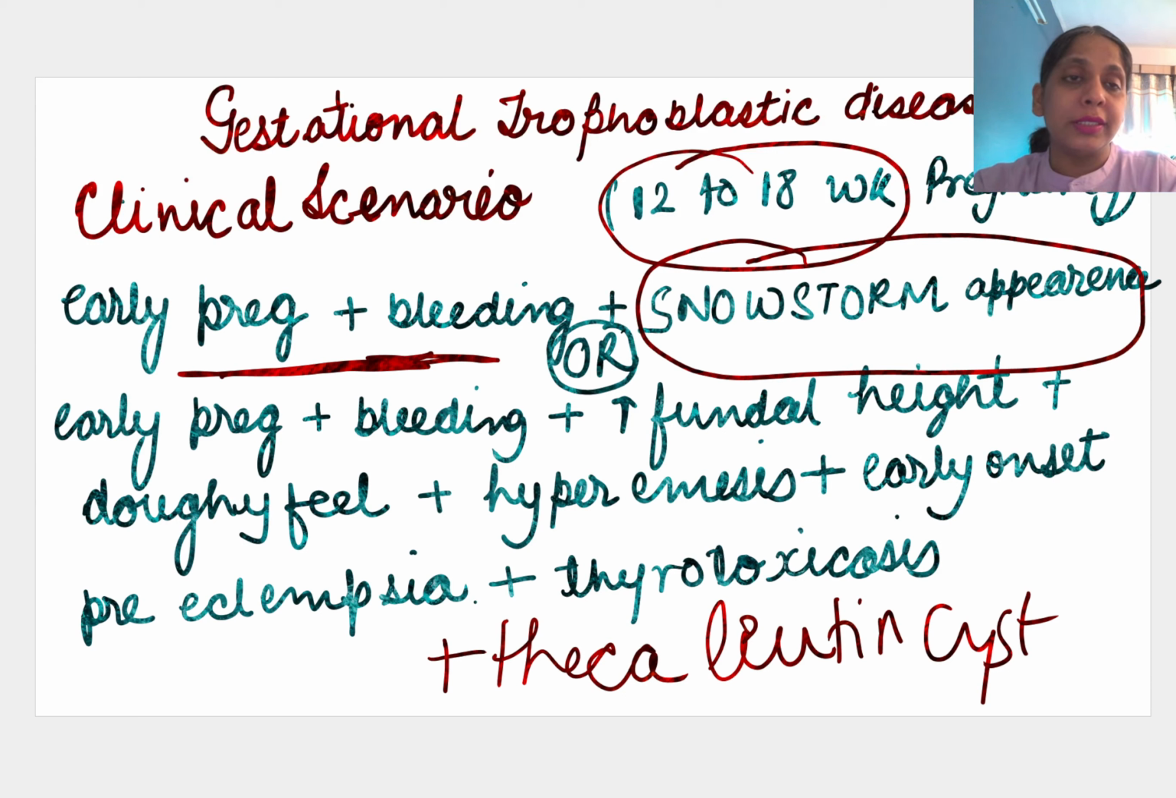Okay, so these things don't come in clinical practice, but by asking these they just want to know your basics, whether you know that HCG causes vomiting. When there is increased HCG, there will be increased vomiting, and because the problem in molar pregnancy is with the trophoblast, there is early onset preeclampsia. HCG also stimulates the thyroid, so patients do come with thyrotoxicosis, and there are theca lutein cysts because HCG also stimulates LH. Okay, so now let's move to the next slide.